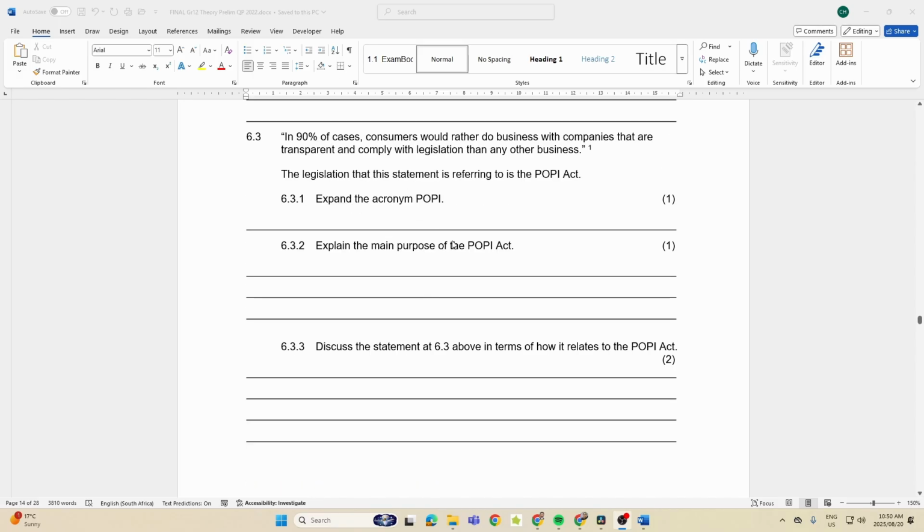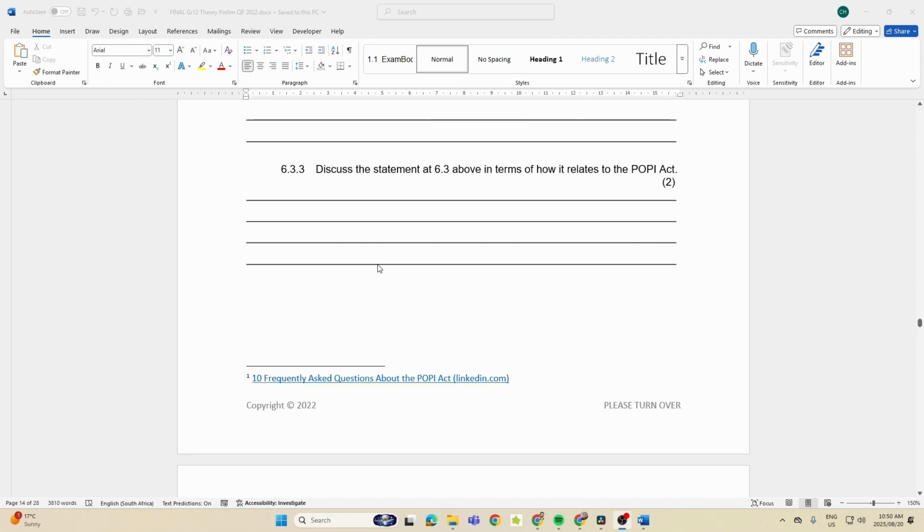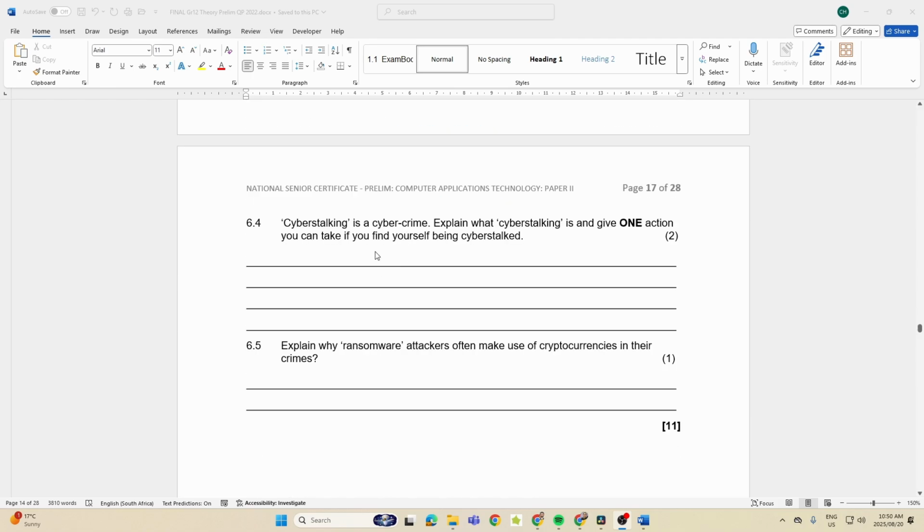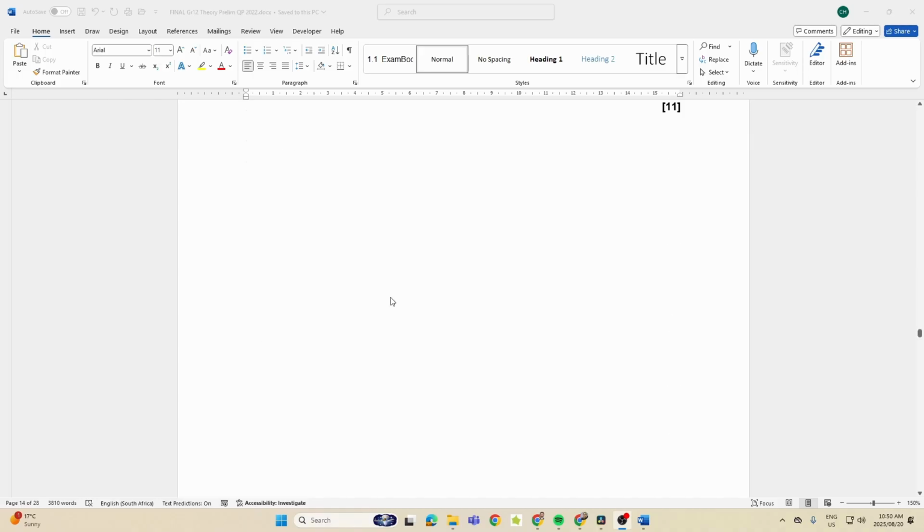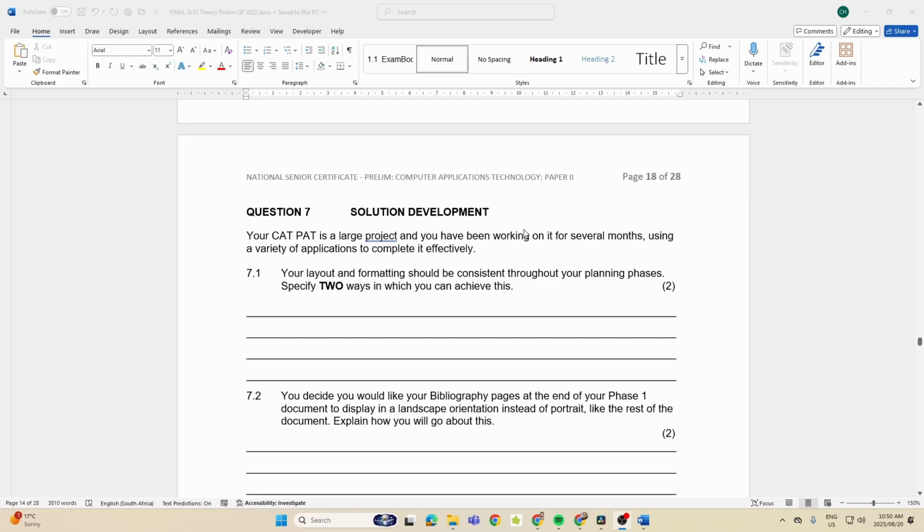Discuss the statement at 6.3 above in terms of how it relates to the POPI Act. Cyber stalking comes up, ransomware, in other words malware, phishing, pharming, ransomware, all these things can come up here. And then lastly, we've got question 7, solution development.